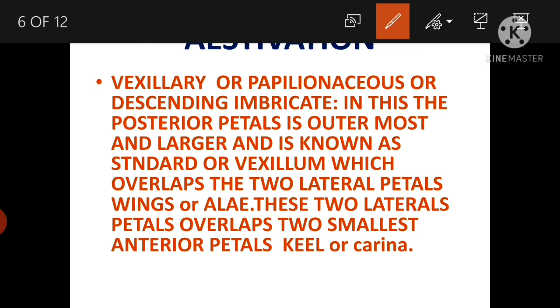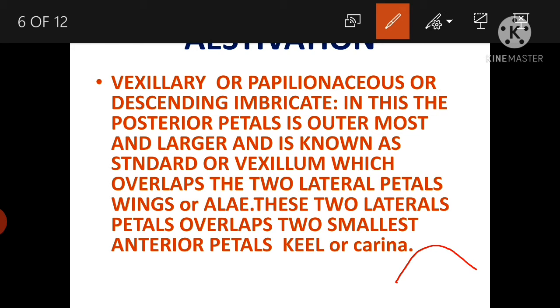Again, the next type of aestivation is called vexillary, and this is also a very important type. Vexillary is otherwise called descending imbricate. In this type, it will have 5 petals. The posterior one will be the larger one.